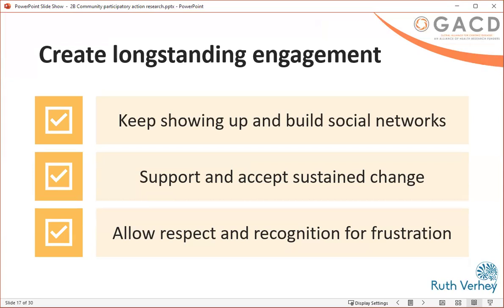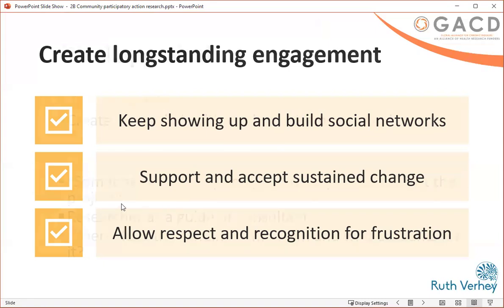What I find extremely important is that we all allow respect and recognition for frustration, because people will be frustrated. Someone will be frustrated. And are we able to create a forum for that to be heard? Because that will, as we said, iteratively bring important information back to us.